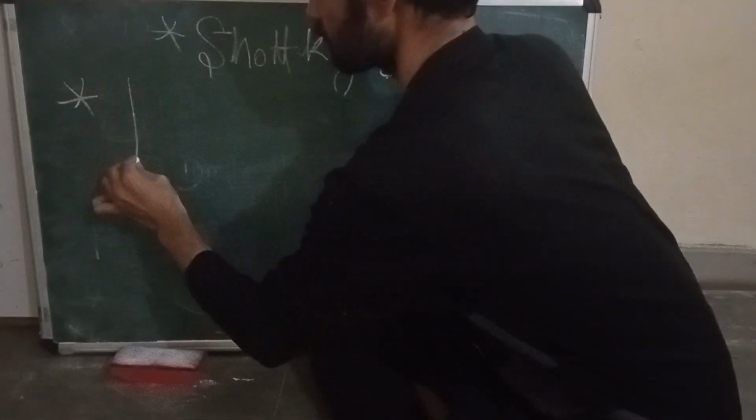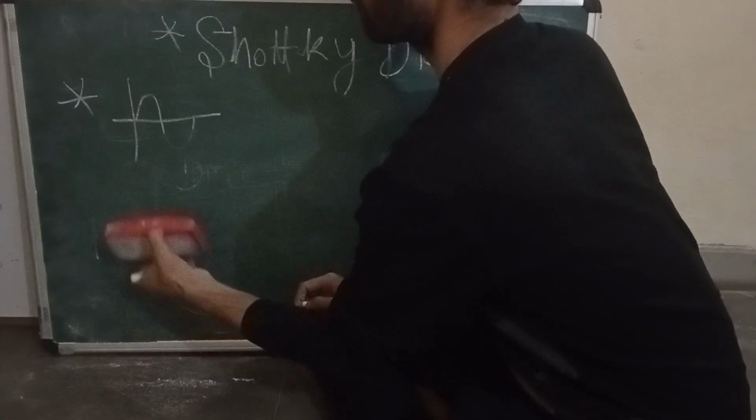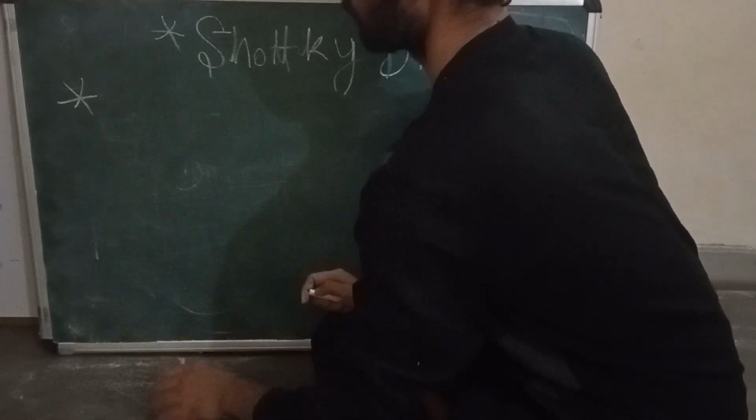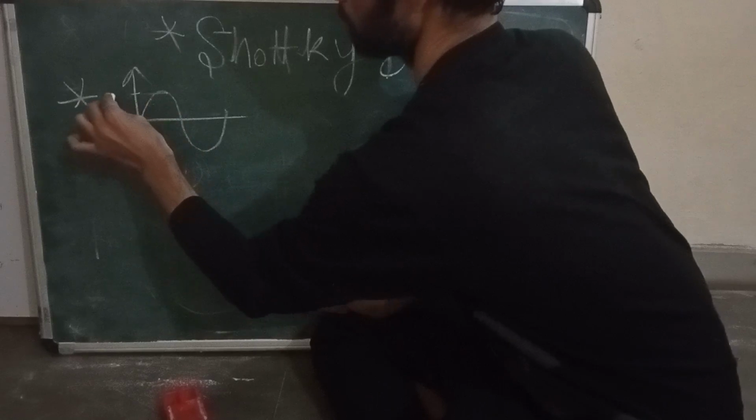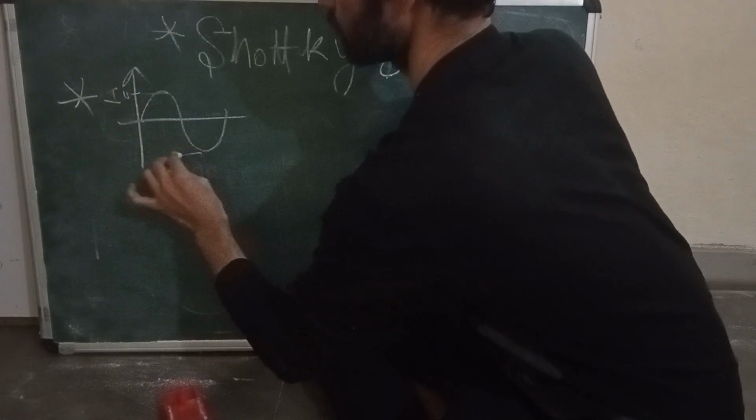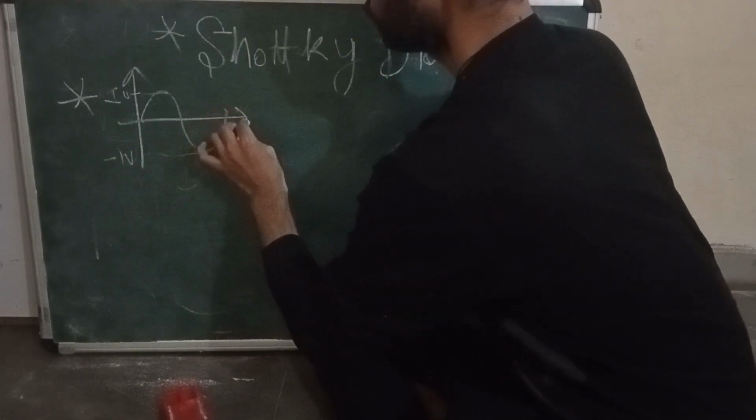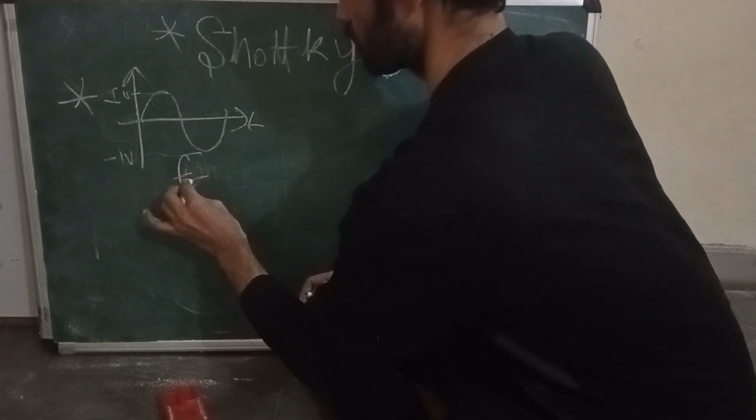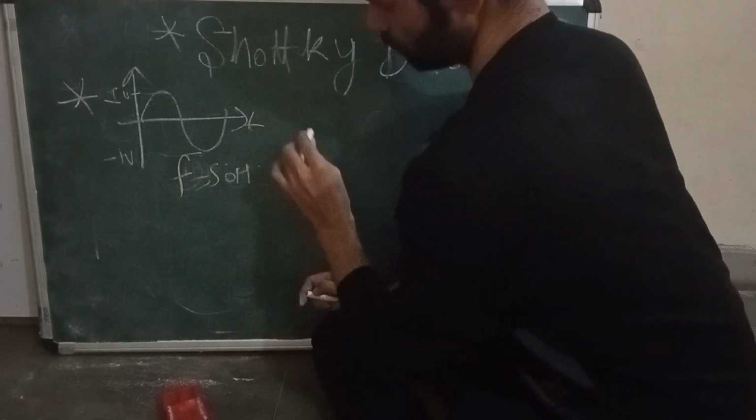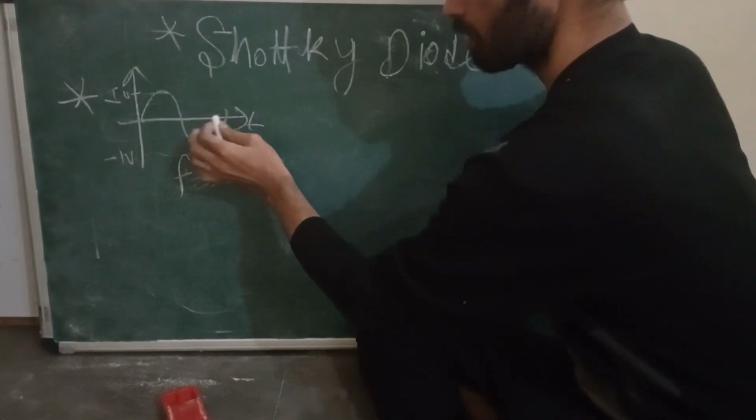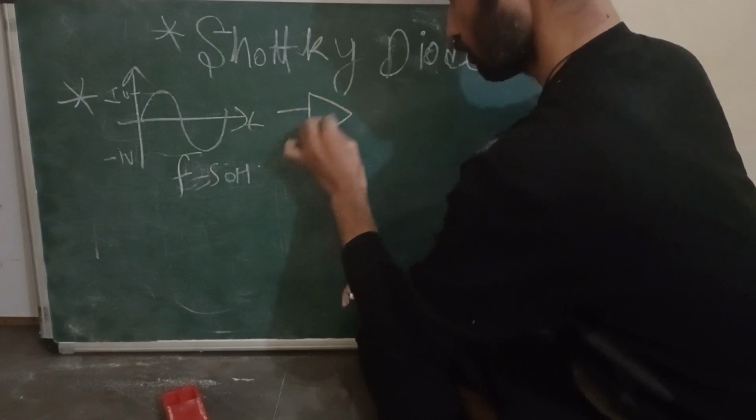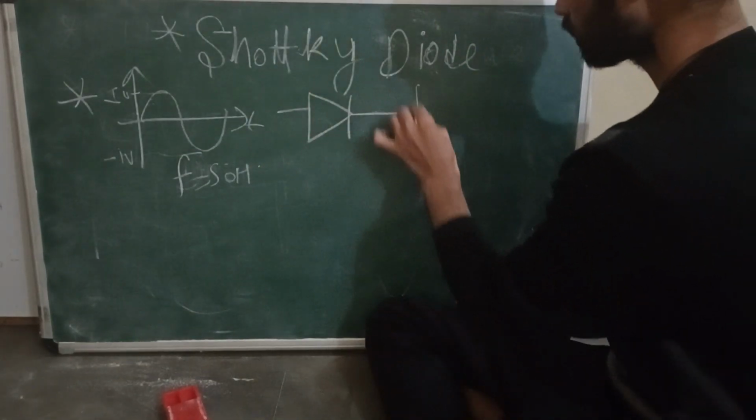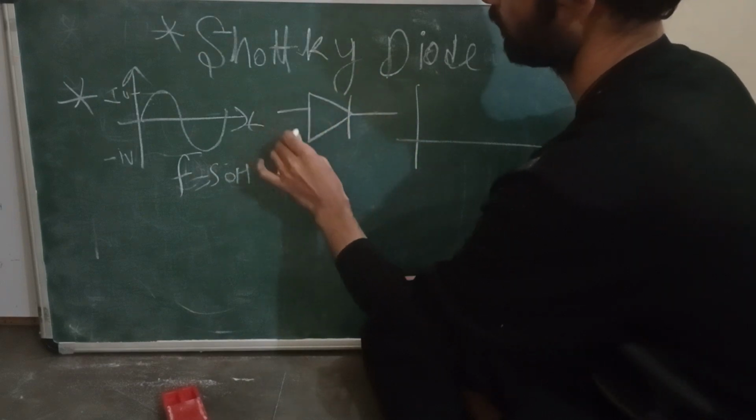Let's say I have one signal of 50 hertz. This is my 50 hertz signal. Let's say this is 1 volt, this is minus 1 volt, and this is time t, and its frequency is about 50 hertz. Now I want to rectify this signal through a normal PN junction diode. Here I am able to rectify it very easily.